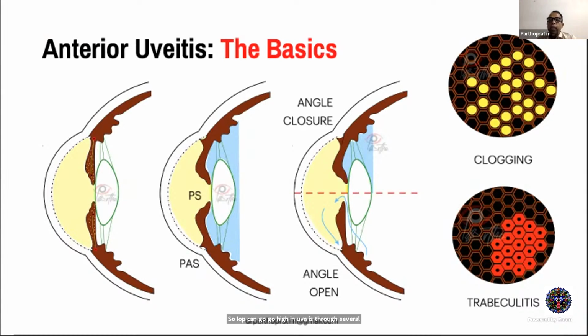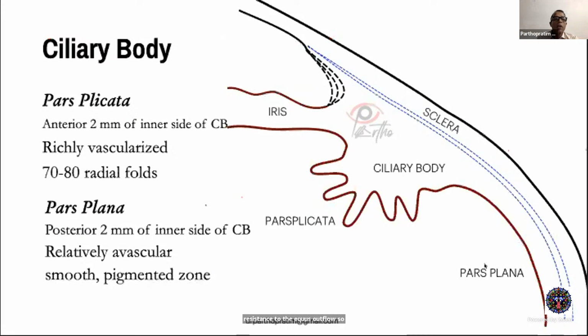So an open angle can be blocked by the deposition of the inflammatory cells, which will clog the trabecular meshwork seams, giving rise to the high IOP. Sometimes there will be inflammation of this trabecular meshwork. We call it trabeculitis, a characteristic feature of the viral anterior uveitis. So the seam will become very narrow, and this will offer considerable resistance to the aqueous outflow. So naturally, there will be a rise in the intraocular pressure.